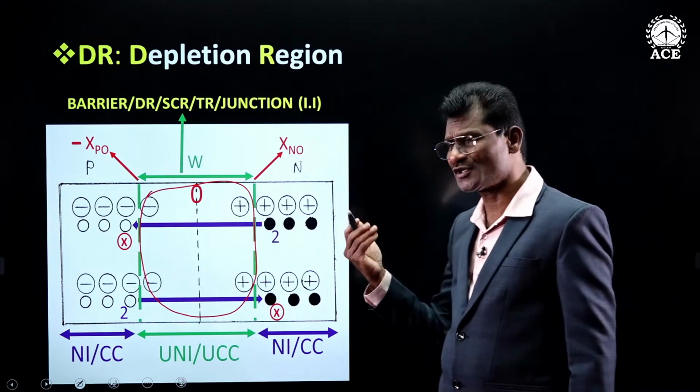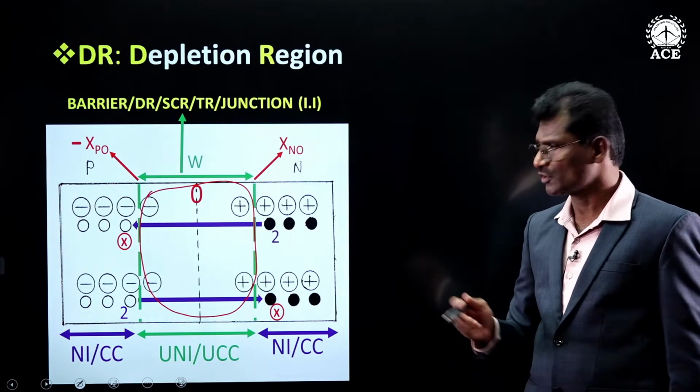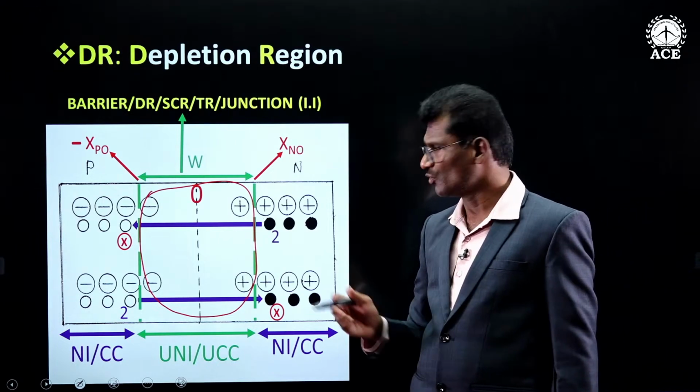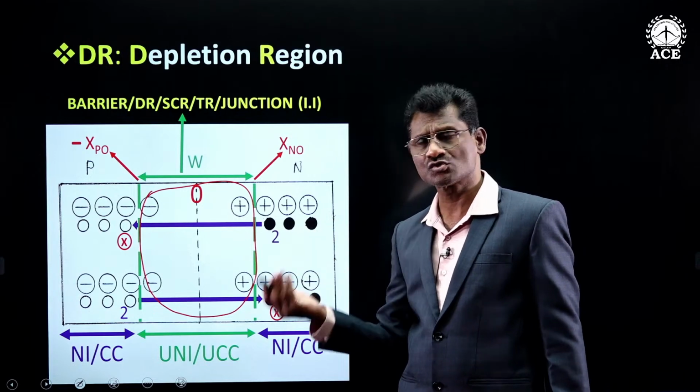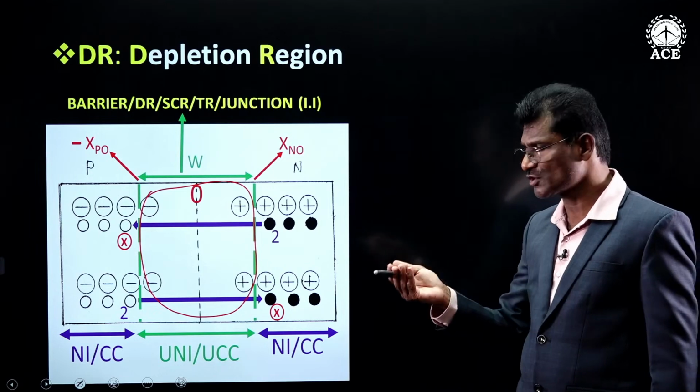Why are we so much interested in these electrons and holes, the so-called charge carriers? Why are we commenting on them so specifically that they are not existing? The reason is they support current.